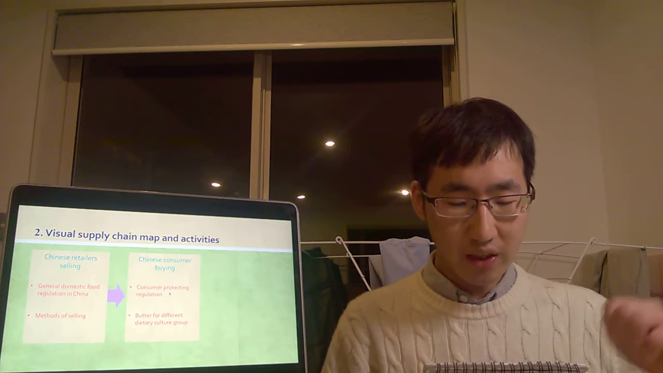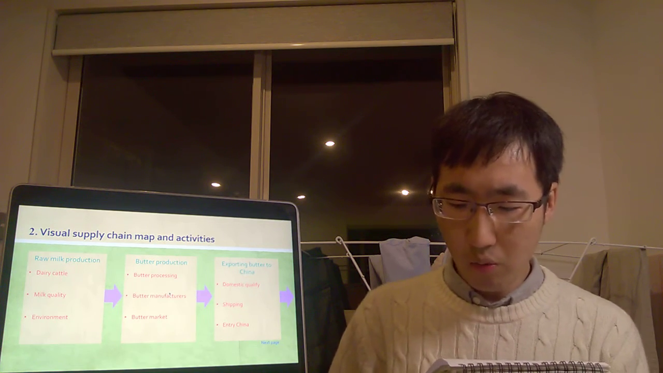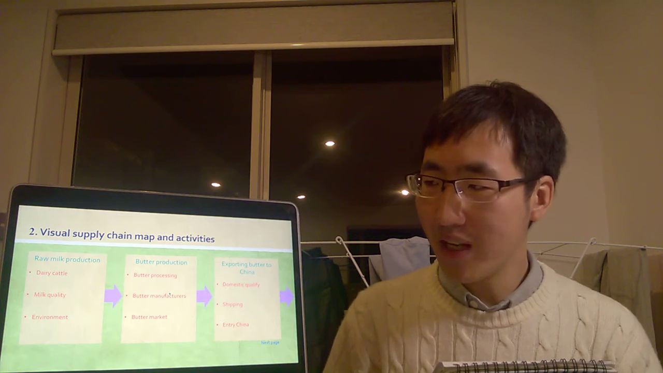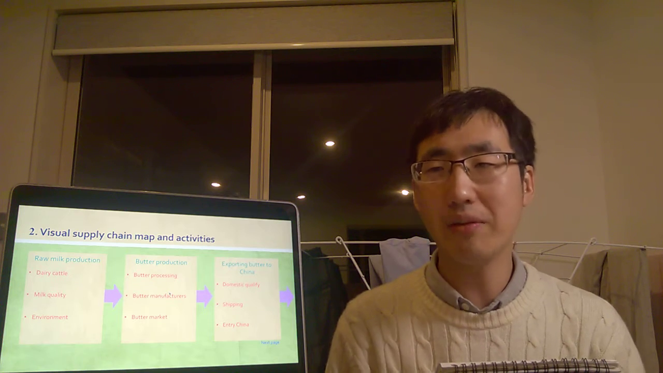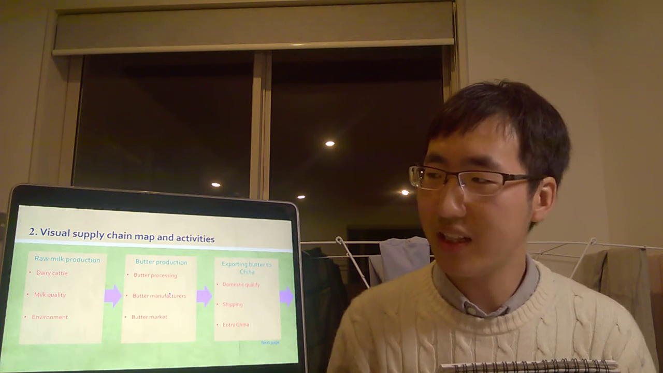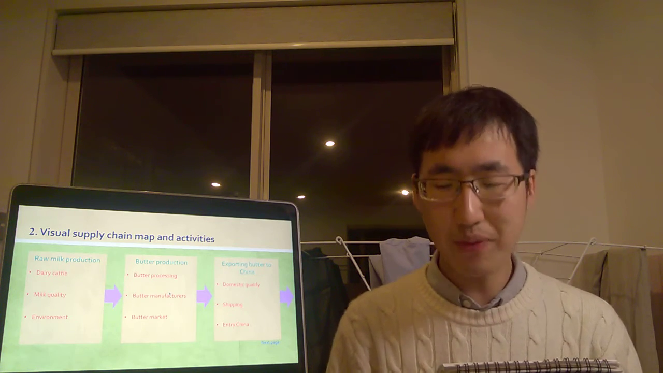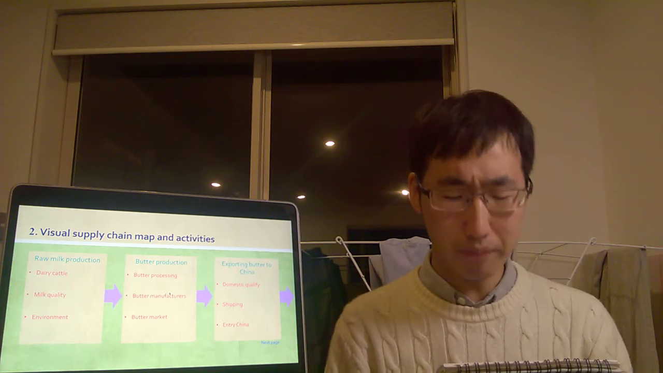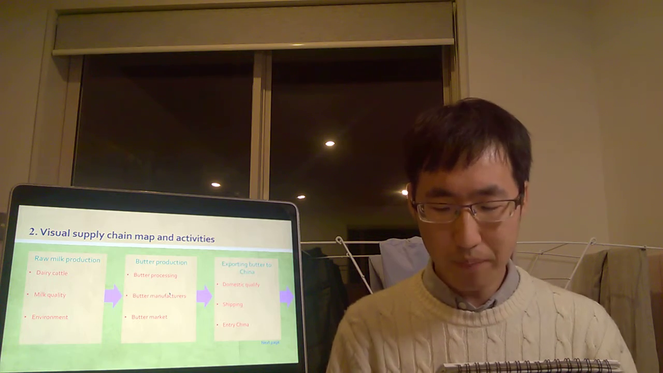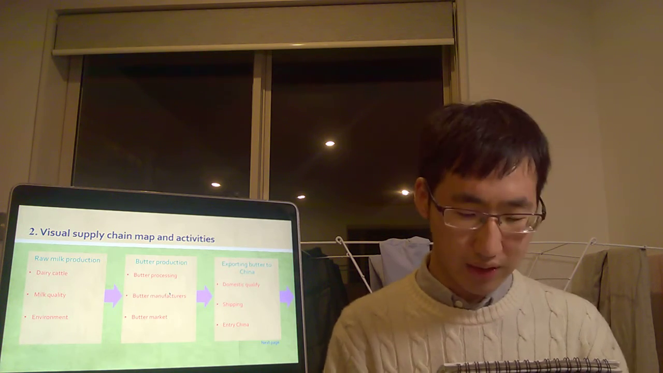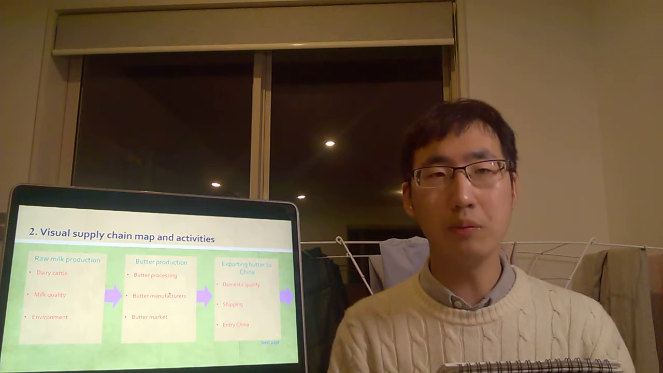So when we go back, in the first activity, raw milk production will mainly be influenced in 3 aspects. First aspect is the dairy cattle. This is mainly related to animal welfare. Milk quality is another part that will be influenced by the regulations, and this is mainly related to the risk management program. Environment also needs to be highlighted because the dairy industry can cause high pollution. It really needs to find out the regulations that can control the pollution.